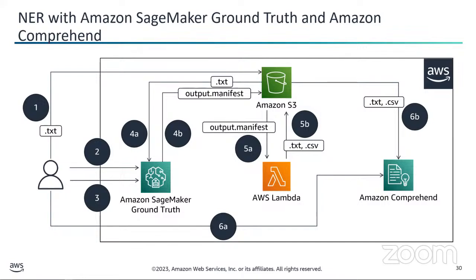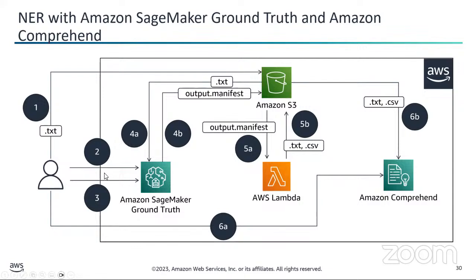Okay, so this is the process. You upload a text file, a set of text files, to an Amazon S3 bucket. Then you create a private work team and an NER labeling job in the Ground Truth service. So you store them in S3 and then you create a team. Then the private work team labels all of the text documents. Okay.